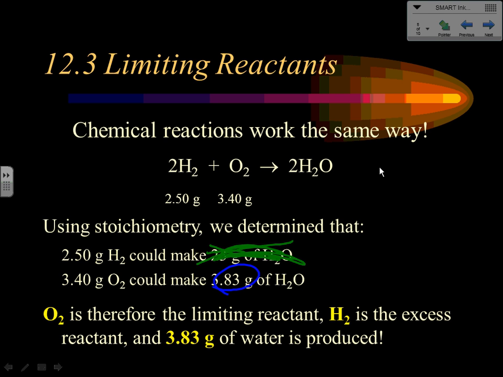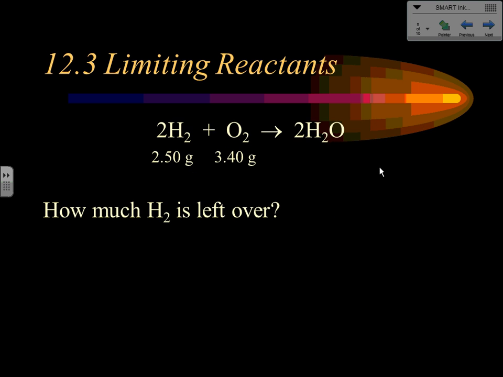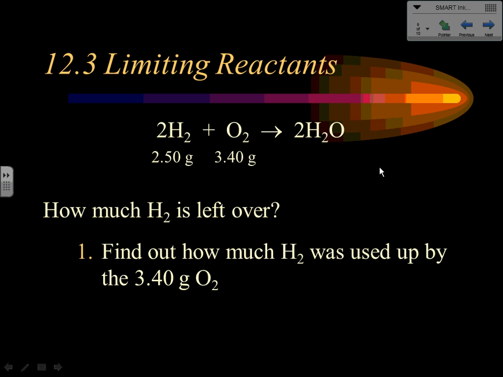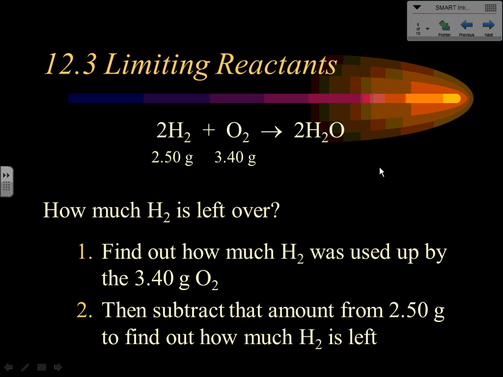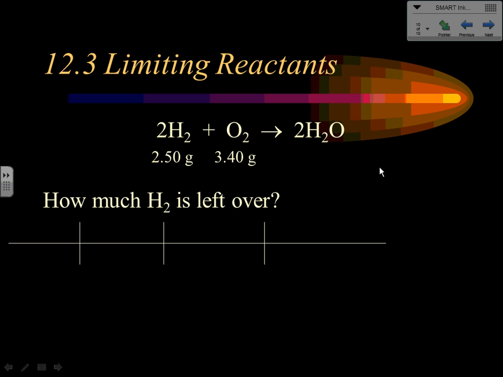What we really have to do is recognize that oxygen is my limiting reactant, just like flour is my limiting reactant, and that's going to control how much hydrogen I used. So to find out how much hydrogen is left over, first I have to find out how much hydrogen was used up by using all of my 3.40 grams of oxygen. And then second, I can subtract from how much hydrogen I had. I know I had 2.50 grams. I just have to find out how much of that I used so I can subtract from it to find out what's left. So first is my stoichiometry part.